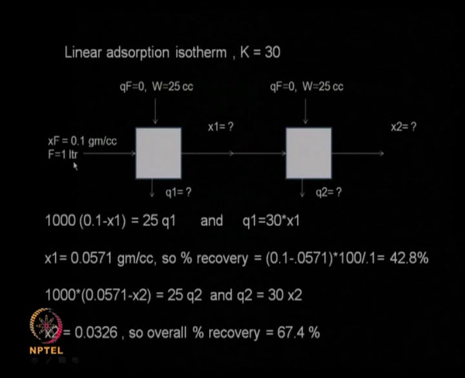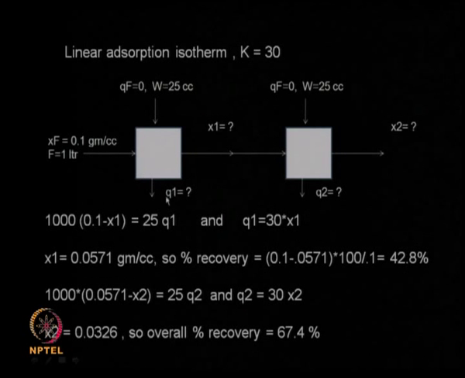We have 1 liter solution, so we convert that into cc. The feed is 0.1, and the concentration of the solute leaving will be unknown, x1. 25 is the quantity of the adsorbent you are adding. Here we are assuming 25 cc of the adsorbent, and normally you will be adding in grams, so you need to know the bulk density so that you can convert into volume as well.